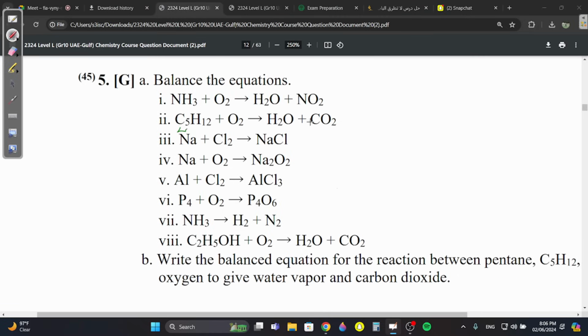5 carbons here, and you have 1 carbon here. So obviously multiply by 5. Let's continue. You have 12 hydrogens here, 2 hydrogens here, so obviously multiply by 6. Let's check now. Am I balanced? I have 5 times 10, so 10 oxygens, and 6 oxygens, so 16 oxygens. So obviously I have to multiply by 8 here. 5 carbons, 5 carbons. 12 hydrogens, 12 hydrogens. 16 oxygens, 16 oxygens. So is this balanced? Yes, it should be.